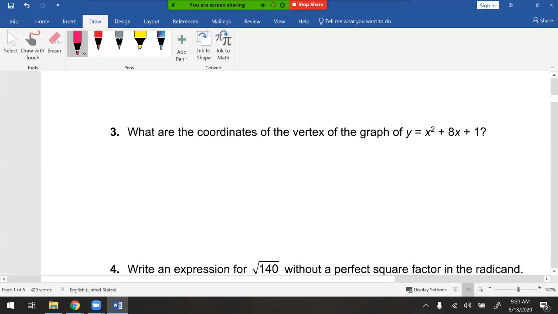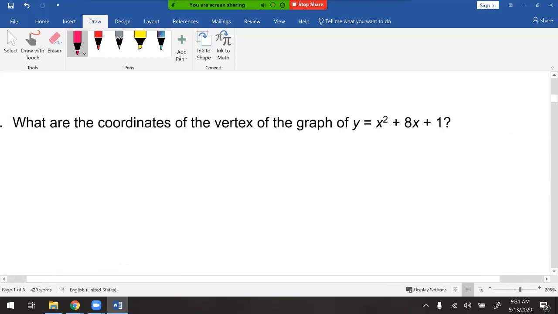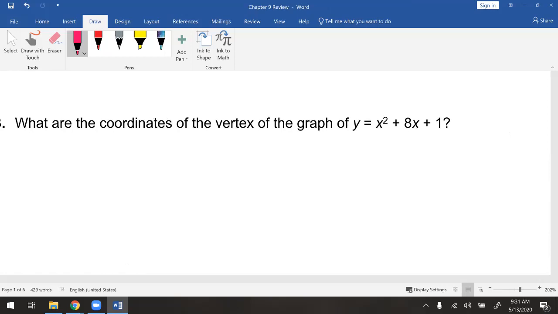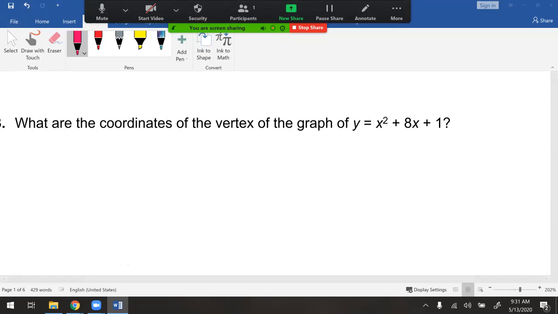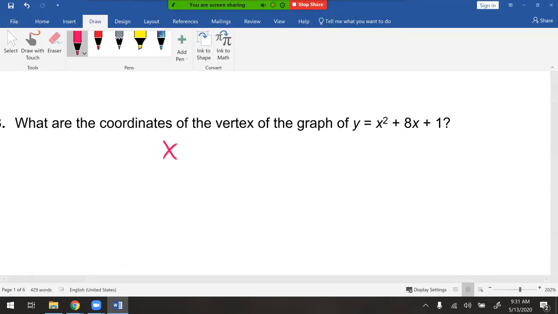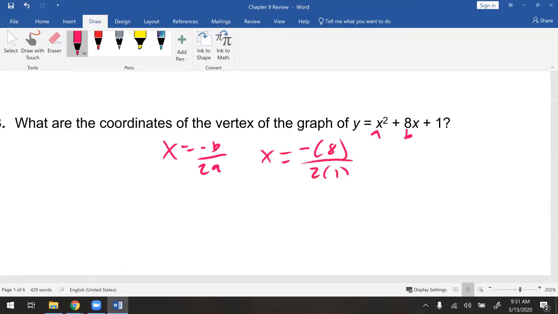What are the coordinates of the vertex of the graph of this function? Well, remember, in order to find the vertex, yeah, we can use Desmos, but I'm going to teach you guys how to do it by hand. In this case, we're using negative b over 2a to find the x value of the vertex. So b is 8 and a is 1, so it's negative 8 over 2 times 1, which is negative 8 over 2, which is negative 4.